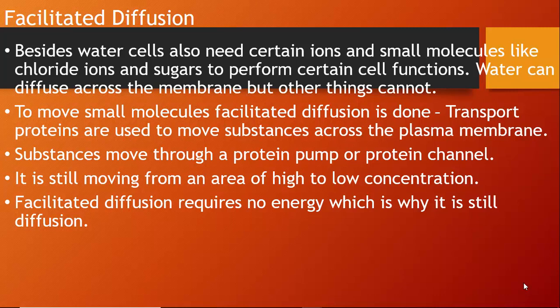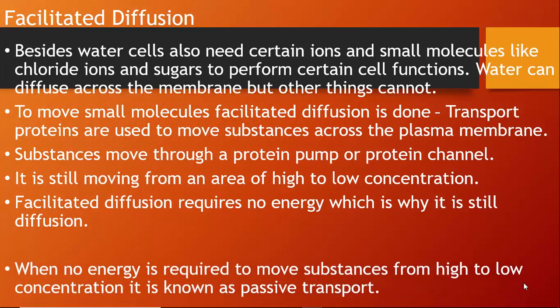So diffusion is particles randomly colliding, moving from an area of high to low concentration. Facilitated diffusion, no energy, moving from high to low concentration, but it uses a VIP line or express lane, which we call protein pumps or protein channels. But when there's no energy required to move substances from high to low concentration, we call this passive transport. So diffusion and facilitated diffusion require no energy, which means they're both part of passive transport.